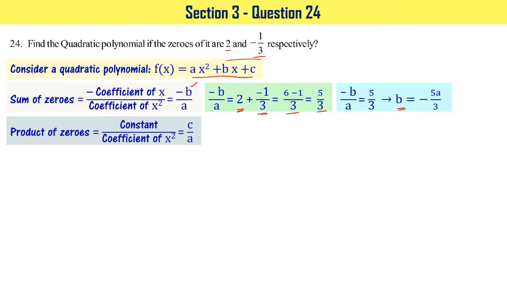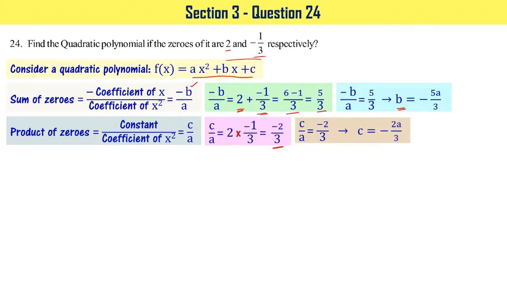Now let's go to the product of zeros. The zeros are 2 and minus 1 by 3. Their product is equal to c by a. So c by a equal to 2 times minus 1 by 3, that is minus 2 by 3, right? This can be now written as c equal to minus 2 by 3 times a. Let's take a note of these two. b is expressed as function of a and c is also expressed as function of a, right?